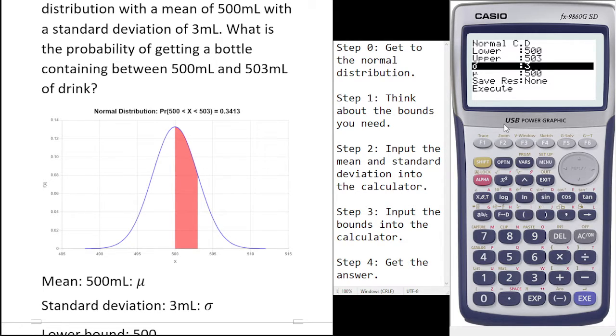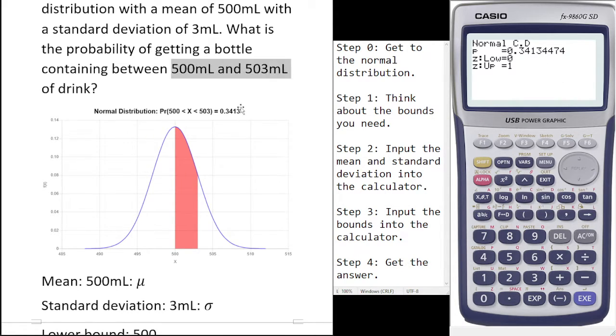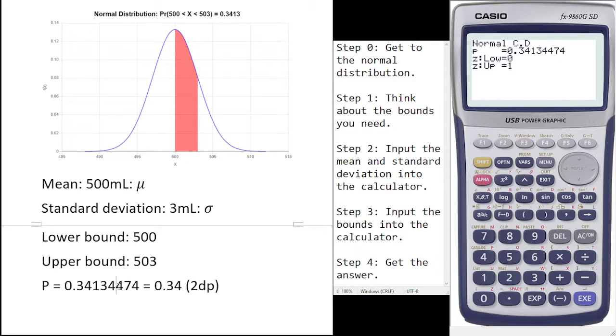Once you have all of those set up, click execute, and then you get 0.3413. Round this to 4 significant figures. You get 0.3413 like this, or the final answer 0.34 to 2 dp.